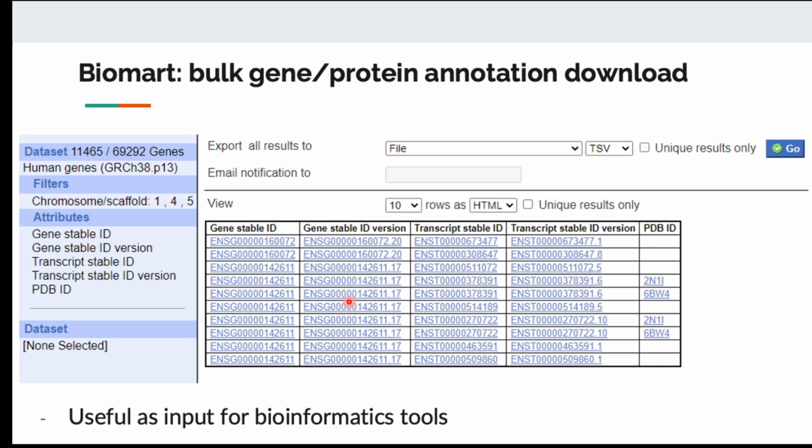So BioMart will allow you to create this type of table that contains all the genes, all the proteins that you are interested in, along with any annotation that you want. And you can feed these into other bioinformatics tools that ask you for this type of table. So BioMart is useful for supplying annotation data to different bioinformatics tools.